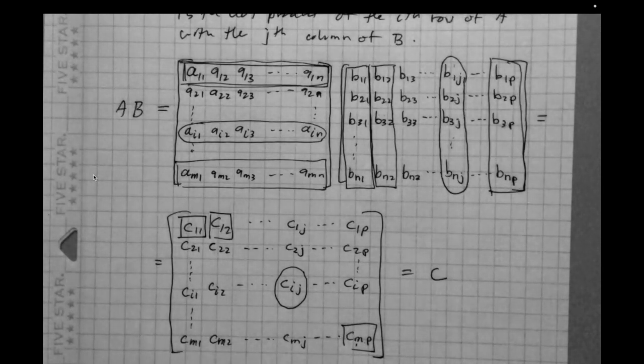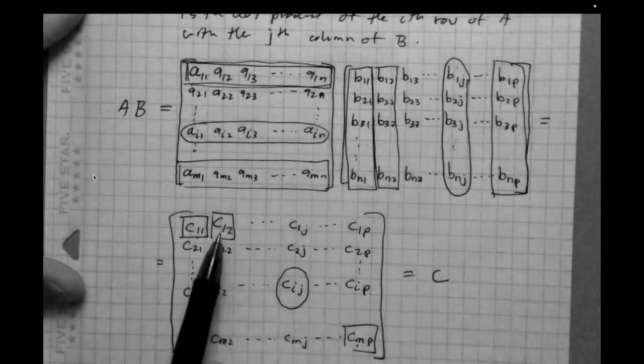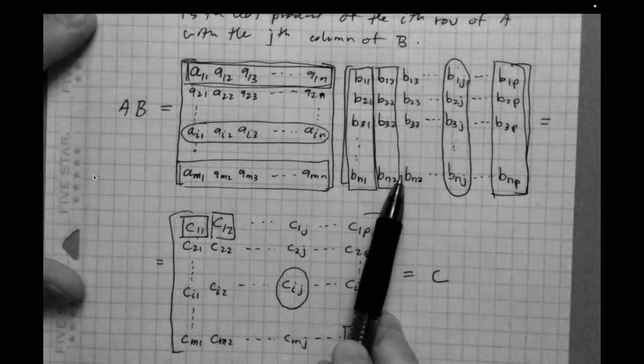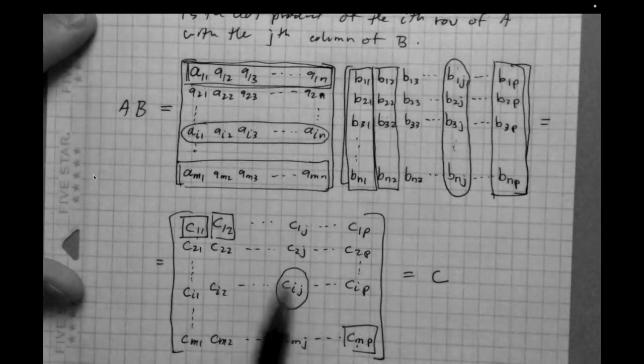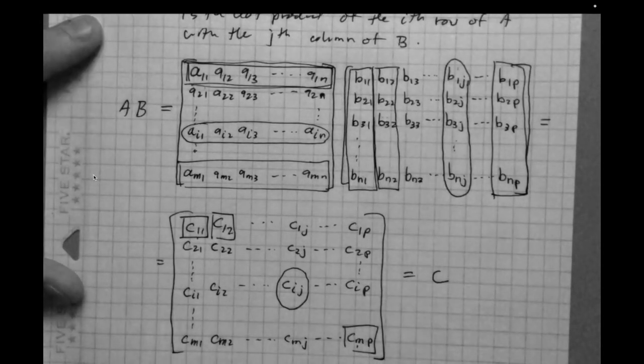We'll do a lot of examples here in a second, but that's the basic idea. You're always dotting a certain row of A with a certain column of B. The 1, 1 entry will be the first row and the first column. The 1, 2 entry will be the first row and the second column. Right? The ij entry is the ith row and the jth column.